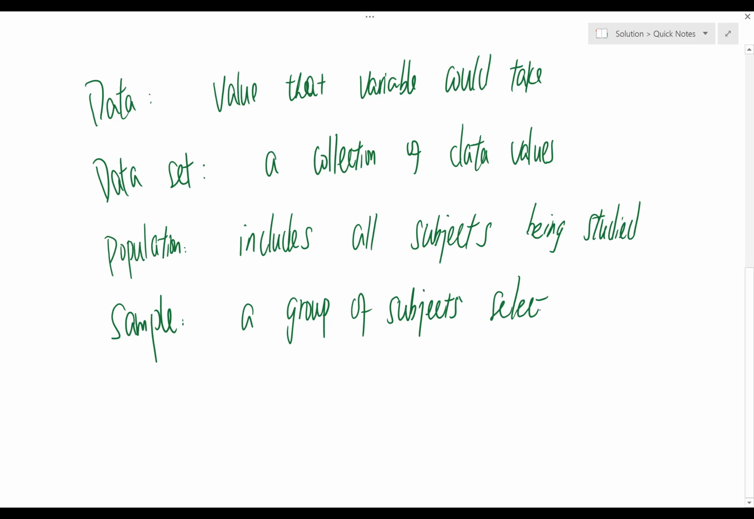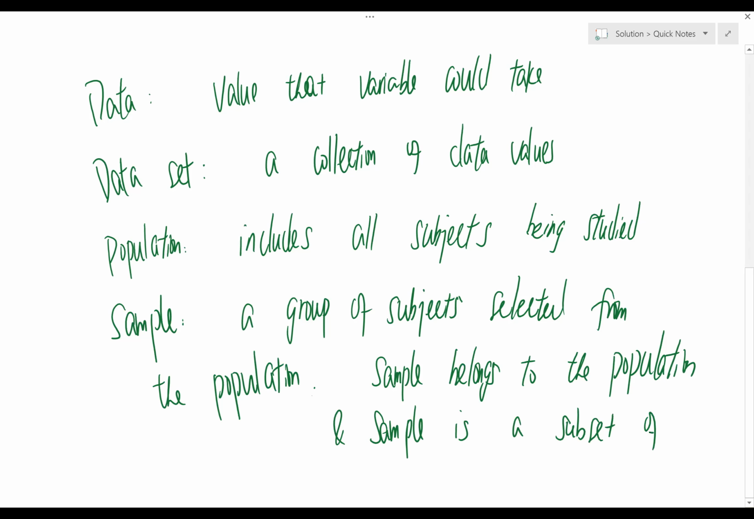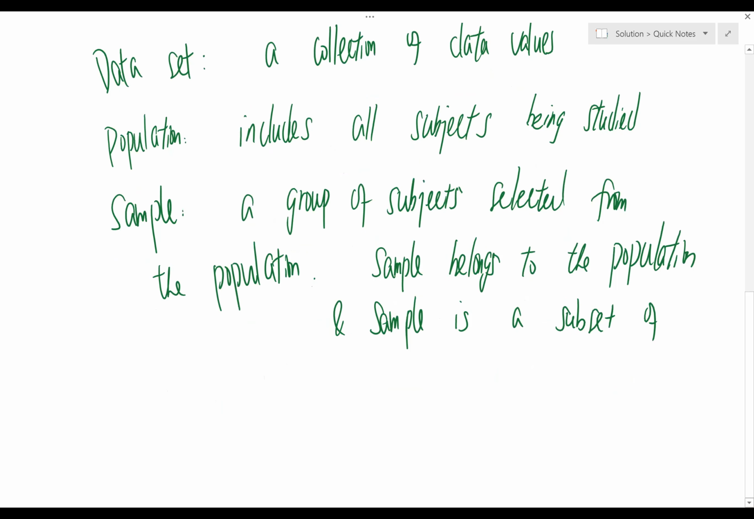selected from the population. So a sample belongs to the population. And a sample is a subset of the population. That will help you clarify the relationship between the sample and population, right? Those two terms are very important.